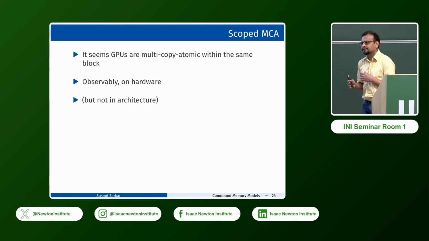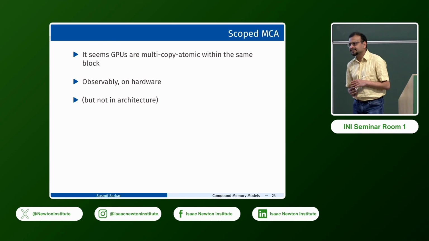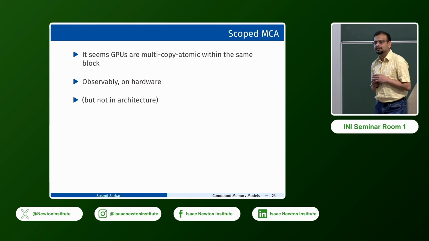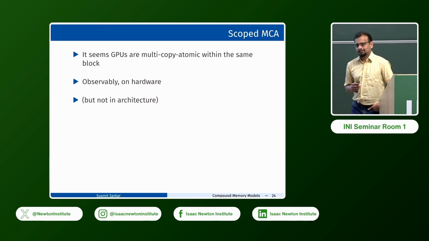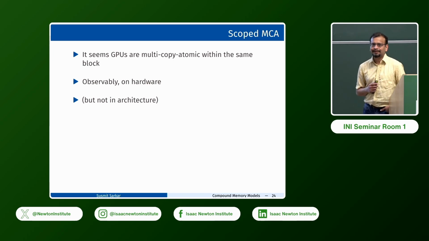As long as threads are in the same block, they get to hear of these events, write events in particular, at the same time. They most definitely don't see the same event at the same time if they're in different blocks. But in the same block, as far as we can test, they seem to be multi-copy atomic. So these are just random tests we have run, right? The architecture is fairly clear, or at least the PTX formal model, as formalized, is fairly clear that you shouldn't be expecting any such property.